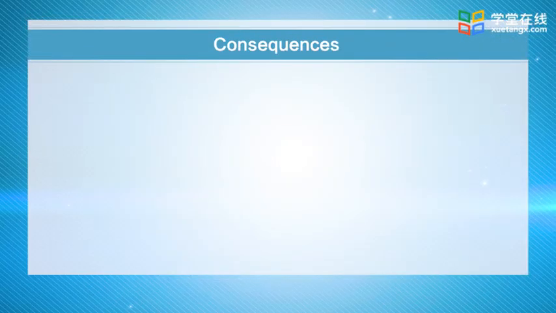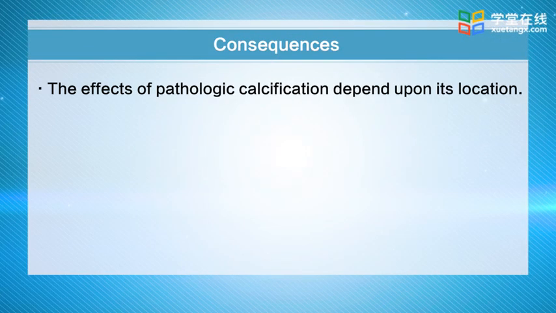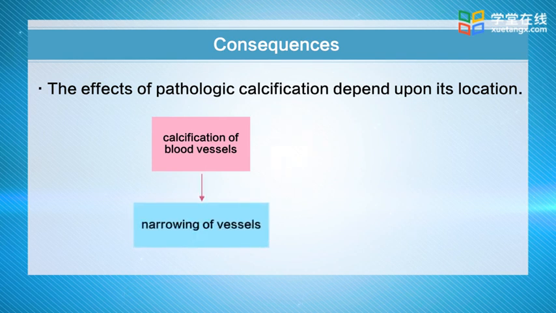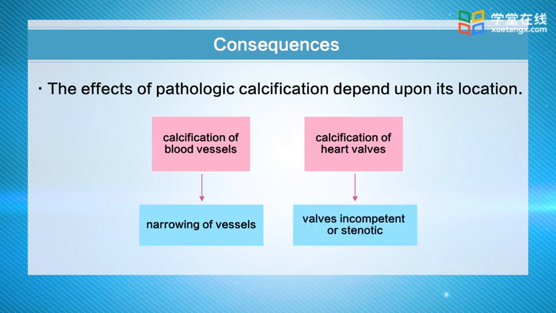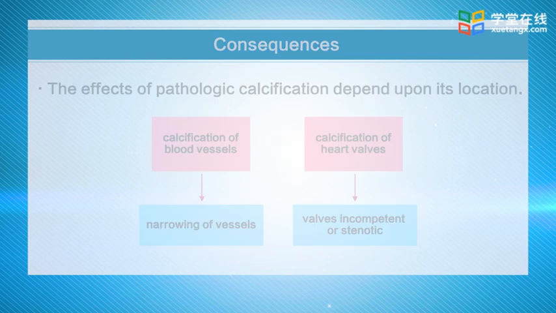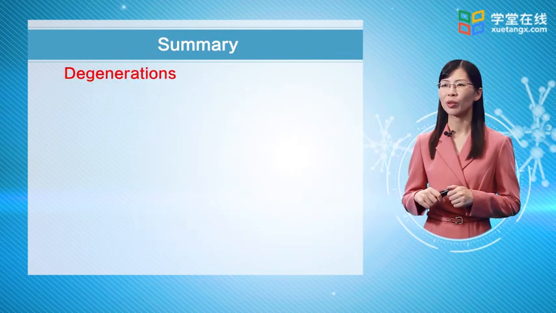The effects of pathological calcification depend on its location. For example, calcification of blood vessels makes them less elastic and can contribute to the narrowing of vessel lumen in atherosclerosis. If severe, calcification of the heart valves can cause the valves to be leaky or narrowed. That is all for degeneration. Now let's make a summary.